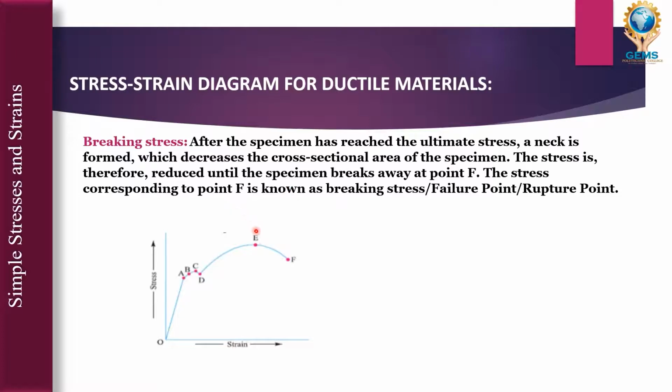Understand? Next we are seeing the last one, breaking stress. After the specimen has reached the ultimate stress, a neck is formed. Understand? If our material reaches the ultimate stress, a neck is formed which decreases the cross-sectional area of the specimen. The stress is therefore reduced until the specimen breaks away at point F. The stress corresponding to point F is known as breaking stress or failure point or rupture point.